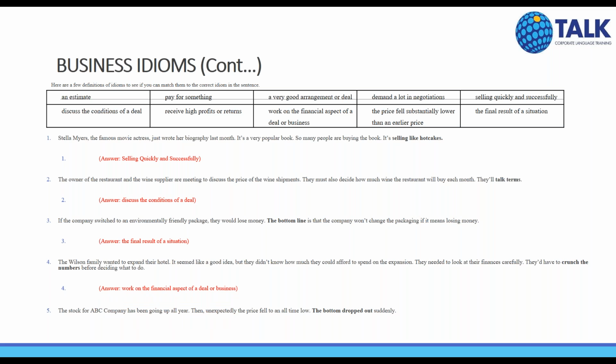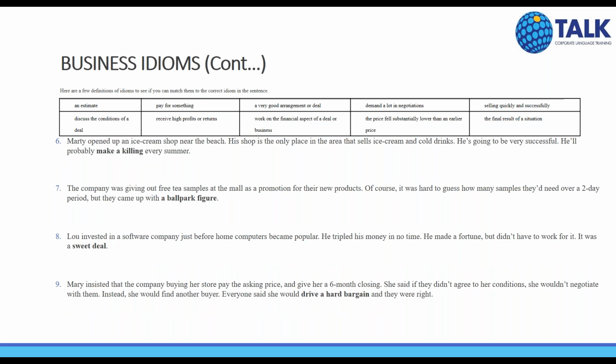All right, number 5. The stock for ABC Company has been going up all year, and unexpectedly, the price fell to an all-time low. The bottom dropped out suddenly. So, what we're talking about there is obviously the price fell quickly, and the bottom dropped out. So, it means that there was maybe a rise or even just a moderate movement of the stock, but all of a sudden it went down so fast and precipitously that we would say the bottom dropped out. Price fell substantially lower than an earlier price. Okay, let's go to the next one.